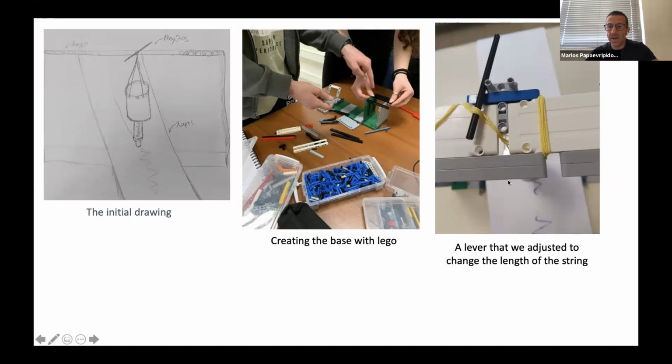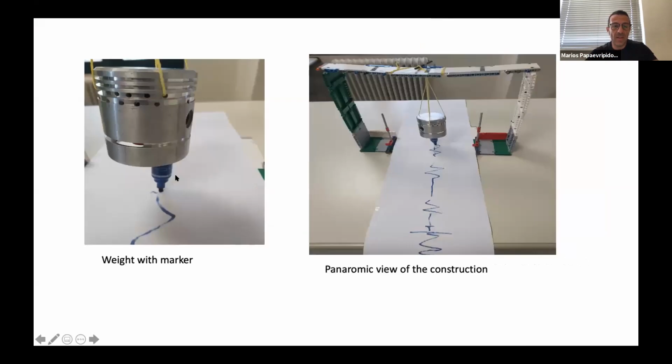Here is how their seismograph looked. They used a lever that they adjusted in order to change the length of the string. And as you can see, they attached a marker, so the marker could make a record of the type of the wave that simulated an earthquake. So this is a representative example from this school.